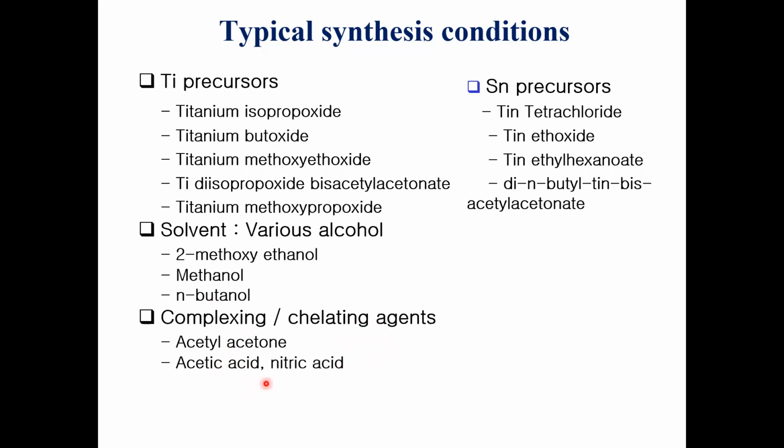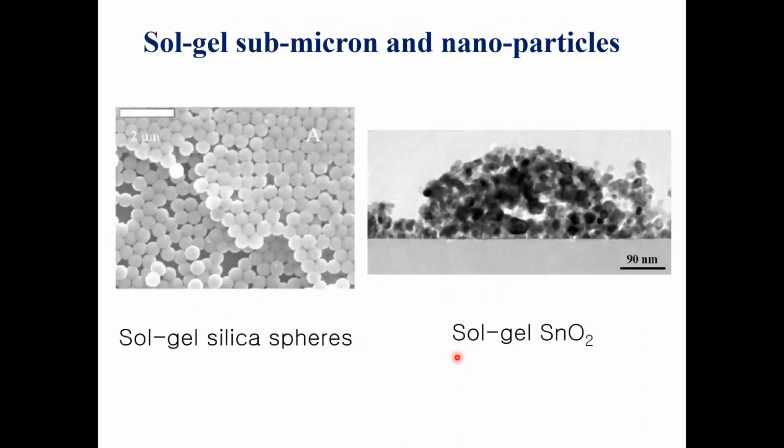I talked about how to speed up or slow down the pyrolysis process to control the particle size. And then the crystallization is done in this temperature range, depending on the material. When you're initially making amorphous material, this high temperature treatment makes it crystalline particles. So here are some sol-gel silica, very uniform size, submicron size, and sol-gel tin dioxide nanoparticles. You can see the individual particles are tens of nanometers.